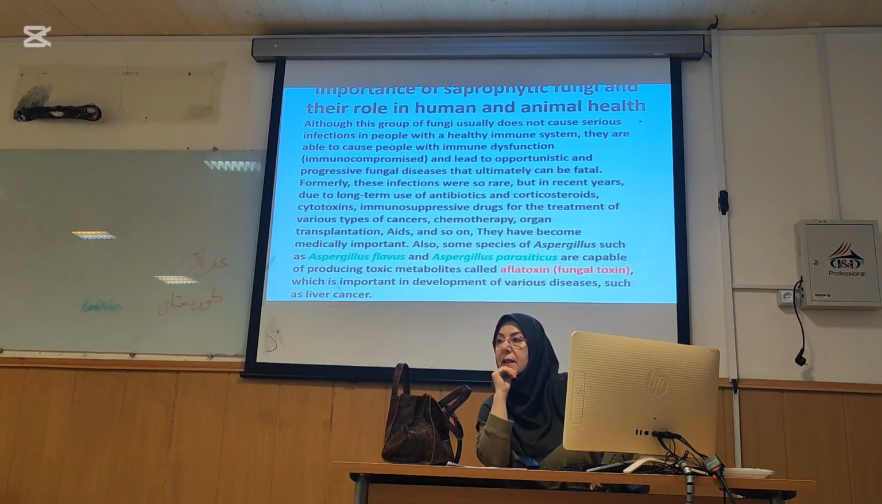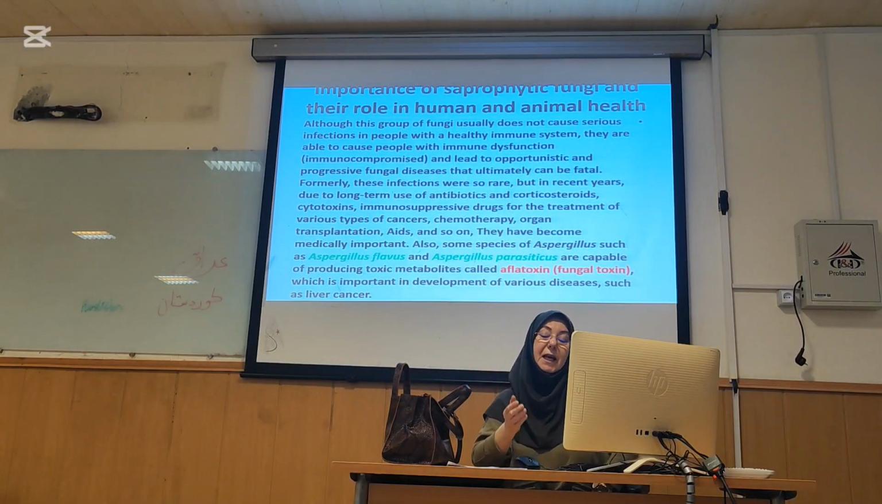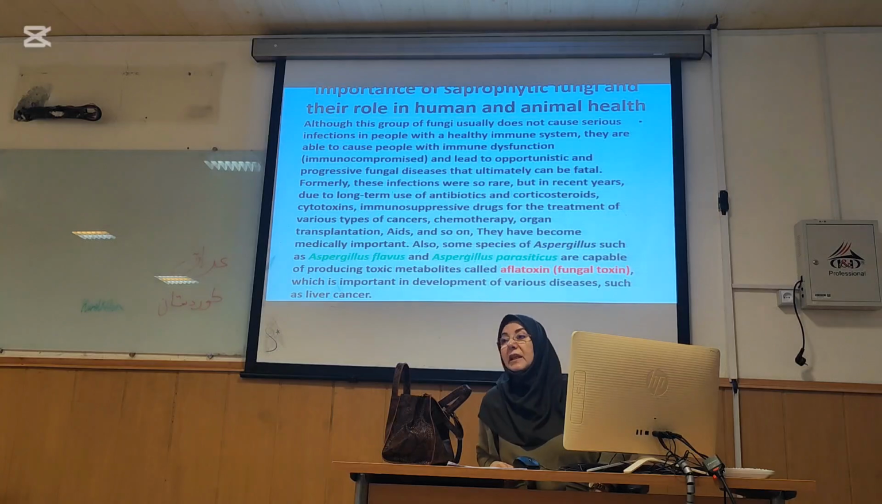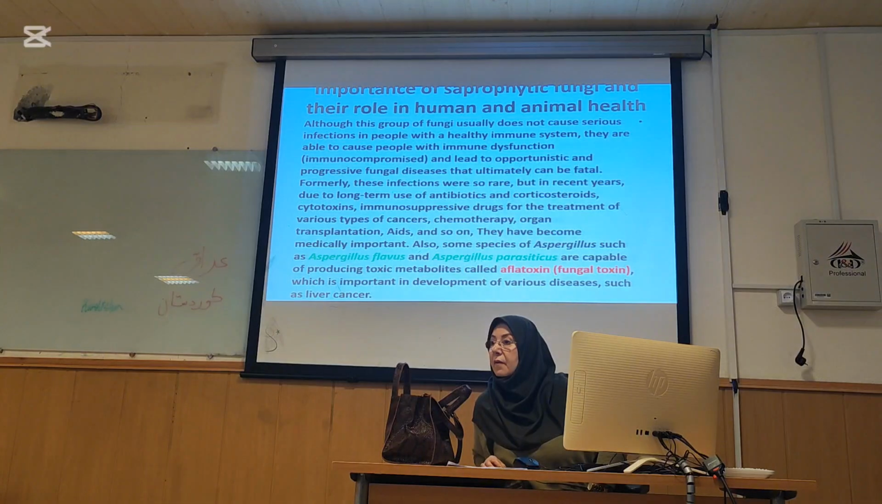Aflatoxin is a secondary metabolite of Aspergillus flavus and Aspergillus parasiticus that, after growth on crops and food, can lead to producing aflatoxins that can cause liver cancer among people. Is aflatoxin a medicine? No, it's not.